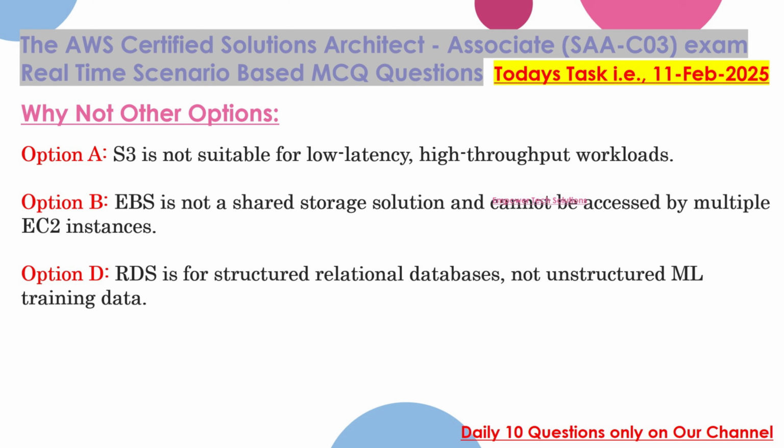Why not other options? Option A: S3 is not suitable for low-latency, high-throughput workloads. Option B: EBS is not a shared storage solution and cannot be accessed by multiple EC2 instances. Option D: RDS is for structured relational databases, not unstructured ML training data.